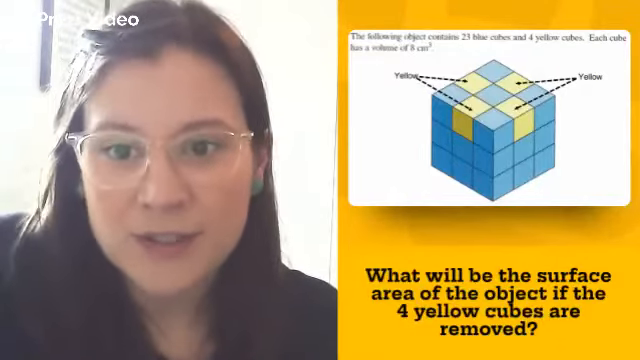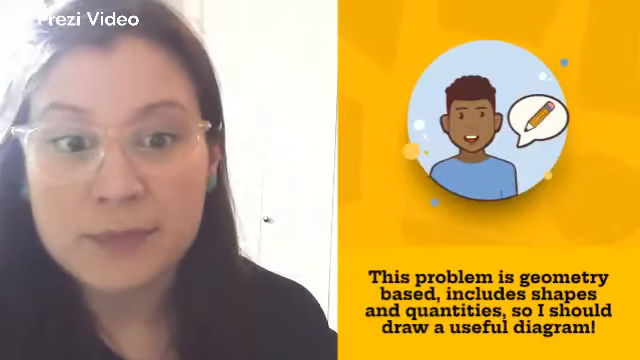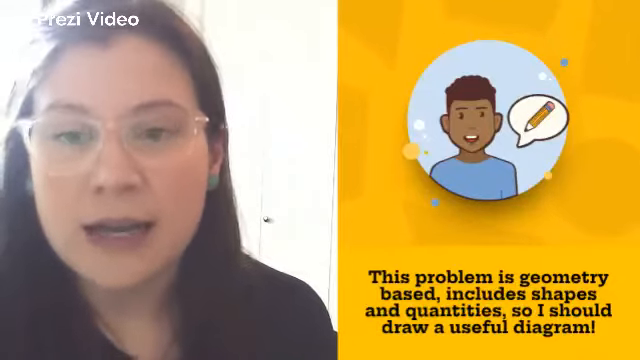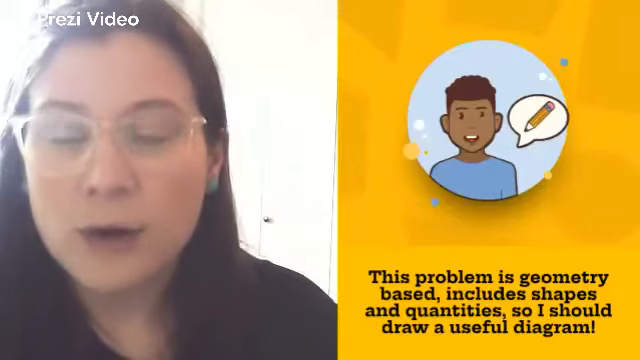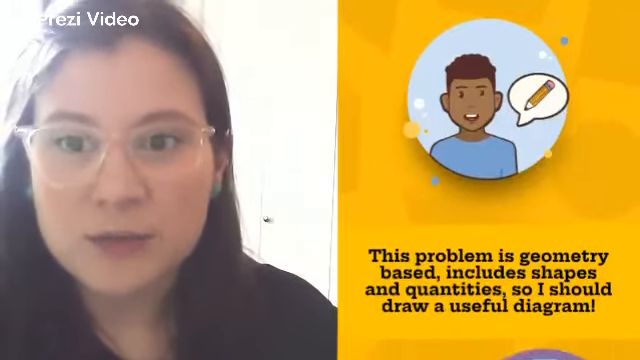So this is a grade 9 problem from a grade 9 exam. And if I were one of my own students, I would think, okay, I see geometry. There's shapes and there's numbers, and it's kind of giving me an idea of a change that's going to happen, so I should draw a diagram. And that's most of the time what I would encourage my students to do in this situation.